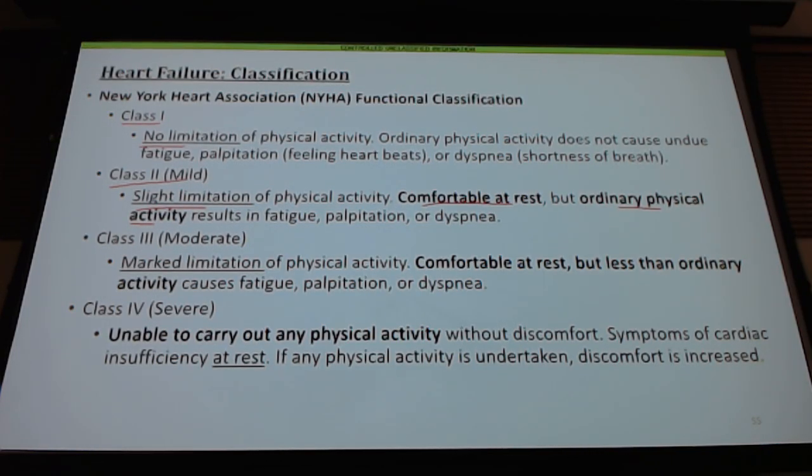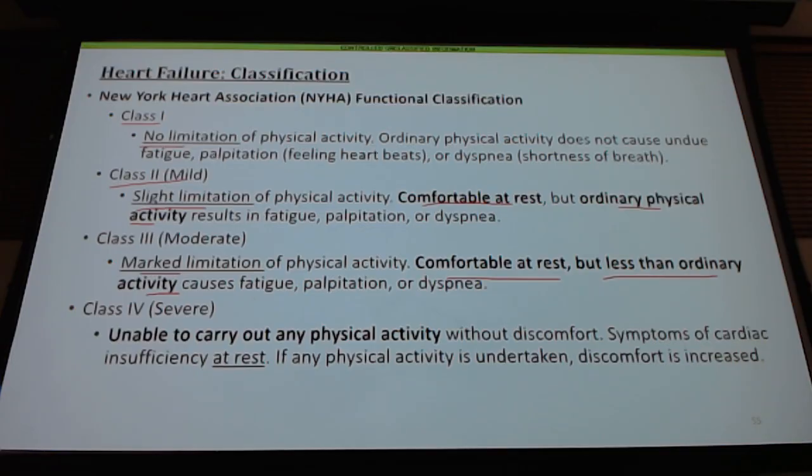Compare that to class 3, or moderate, which is now they have significant or marked limitation. They're comfortable at rest, but less than ordinary activity causes them to have symptoms. So now, instead of it being their mild or normal range, it's half a mile that they start to have problems. They start to have symptoms related to this.